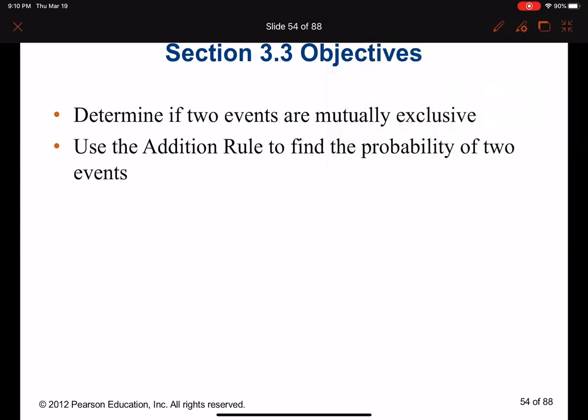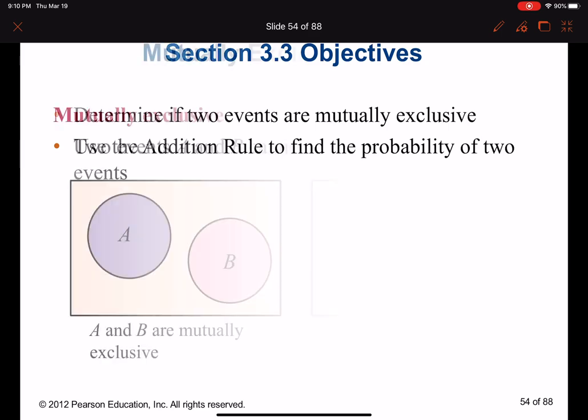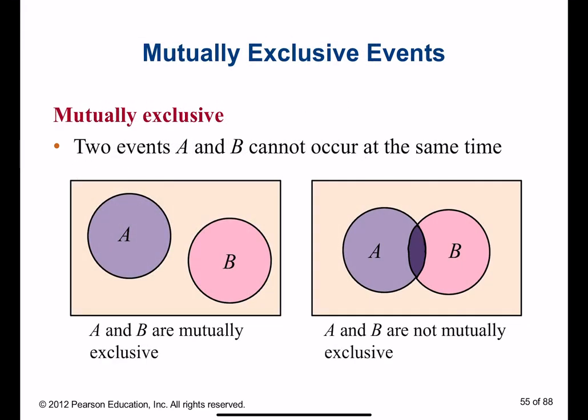So we are going to identify if two events are mutually exclusive and make an addition rule for two events. Two events are mutually exclusive when they cannot happen at the same time. Which events do we consider mutually exclusive? For example, day and night. God forbid if day and night exist at the same time, right? It will be the end of the world.